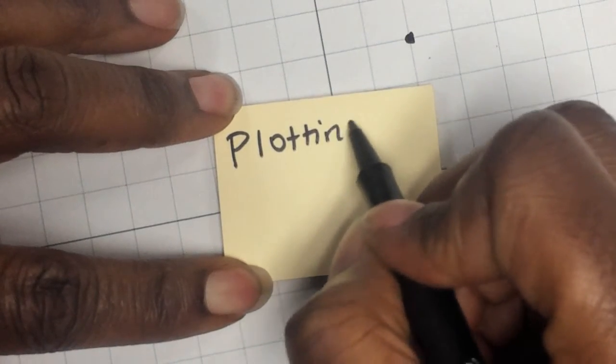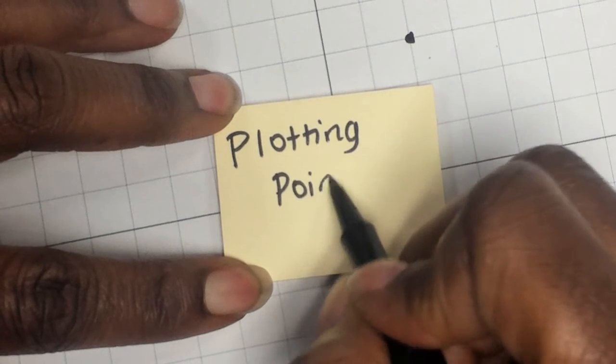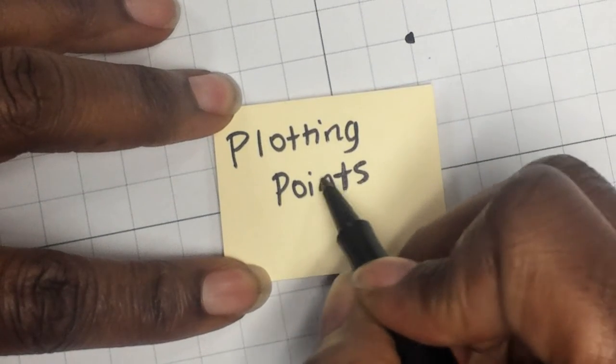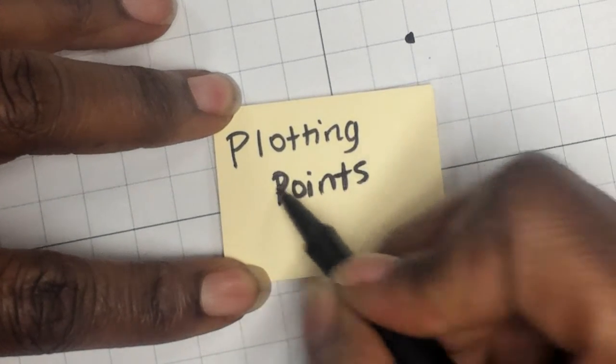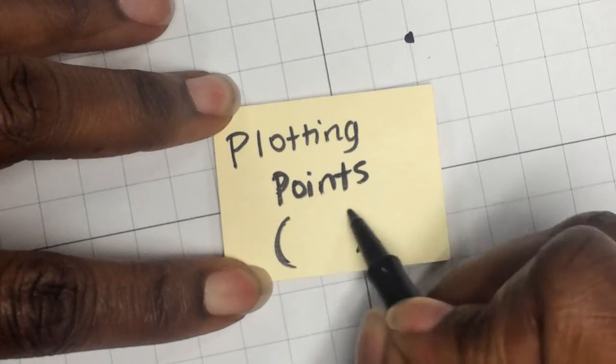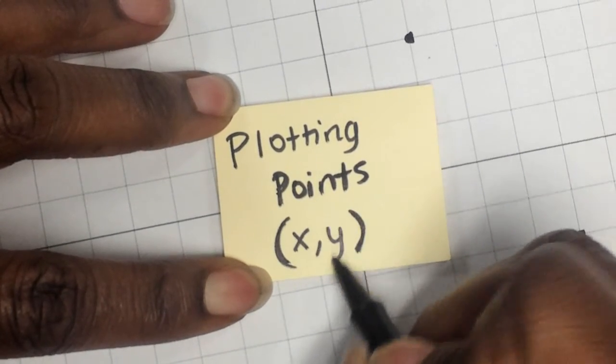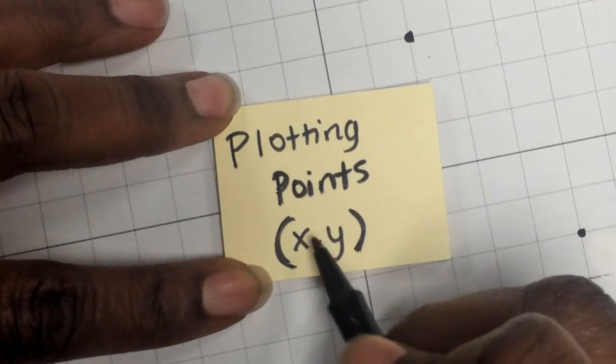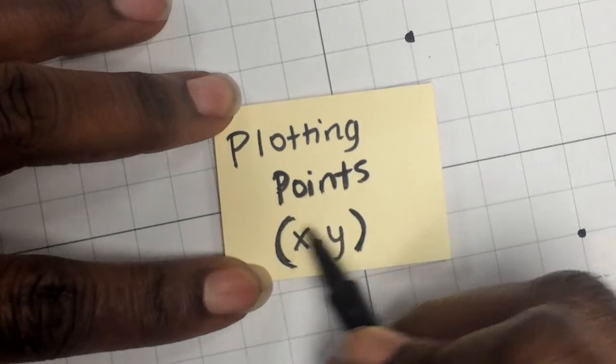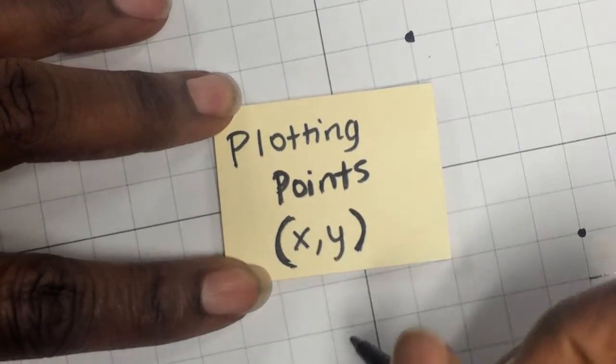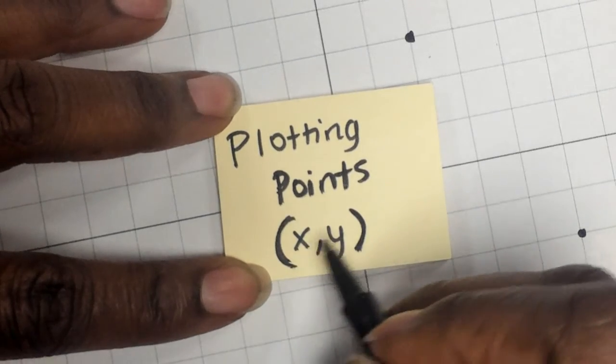Alright, today's short video is on plotting points. It's really easy as long as you know some of these basic things. Like when you see two numbers inside of the parentheses like this, the first number is always the x value, the second number is always the y value. That's just something you have to kind of remember.